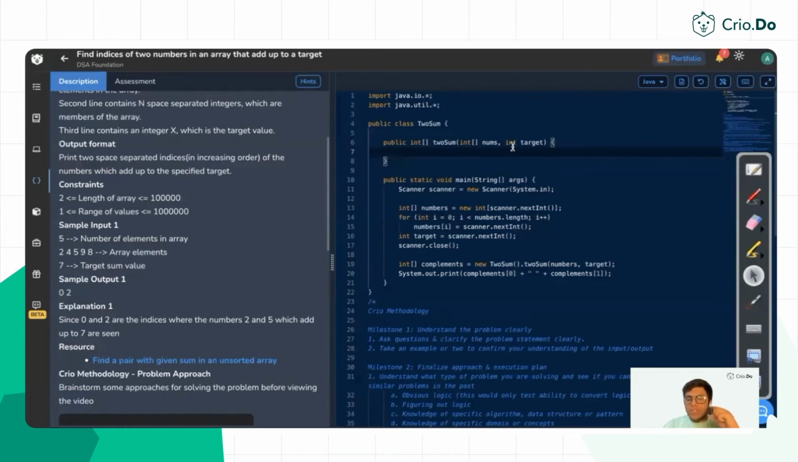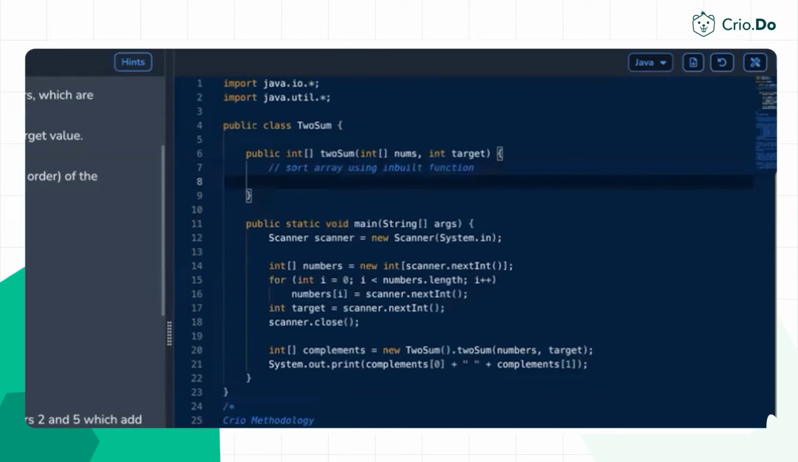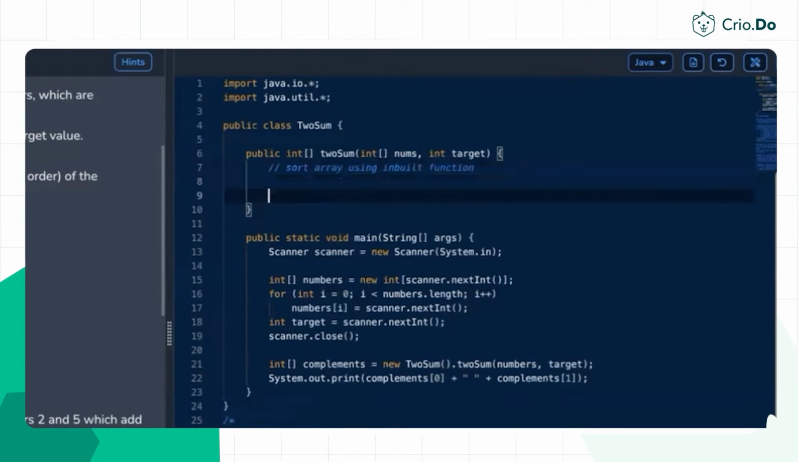First step is obviously to sort the array. And in order to sort the array, we will be using the inbuilt function. So sort the array using the inbuilt function. And every language will have an inbuilt function to sort an array in increasing order, mostly in n log n time complexity. Then the second step in the instruction manual will be that we have to initialize two pointers as discussed, the left pointer and the right pointer. So initialize left integer as 0 and right integer as what?